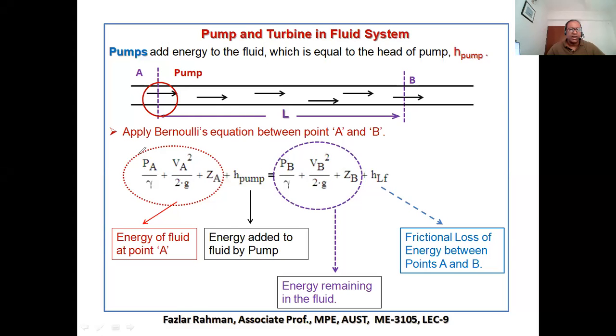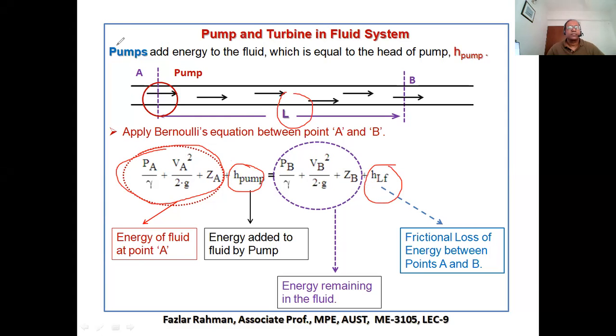So this was the energy in the fluid coming in at point A. And this was the energy added to the fluid by the pump. At point B, this is the energy remaining in the fluid. This much is the loss in the pipe between points A and B.